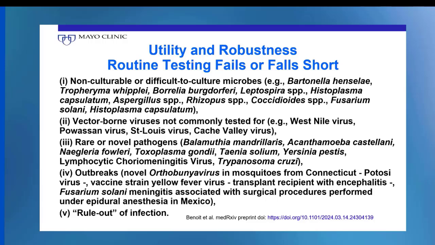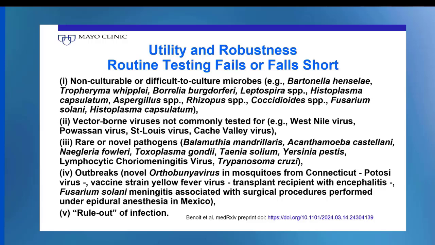The first is non-culturable or difficult to culture microbes, such as Bartonella, Hensley, Tropheryma whipplei, Borrelia burgdorferi, Leptospira species, Histoplasma capsulatum, Aspergillus species, Rhizopus species, Coccidioides species, Fusarium solani, and Histoplasma capsulatum. That makes sense. The second is vector-borne viruses that are not commonly tested for.